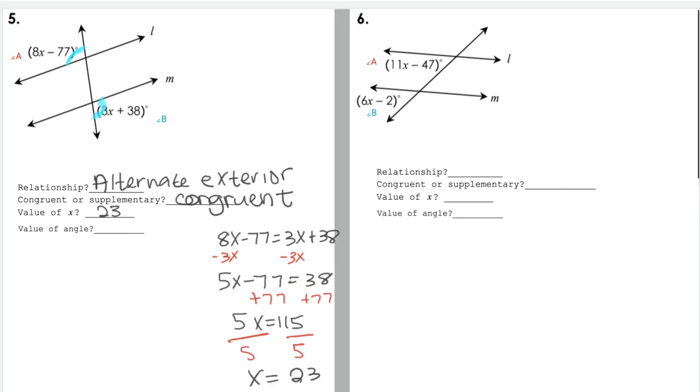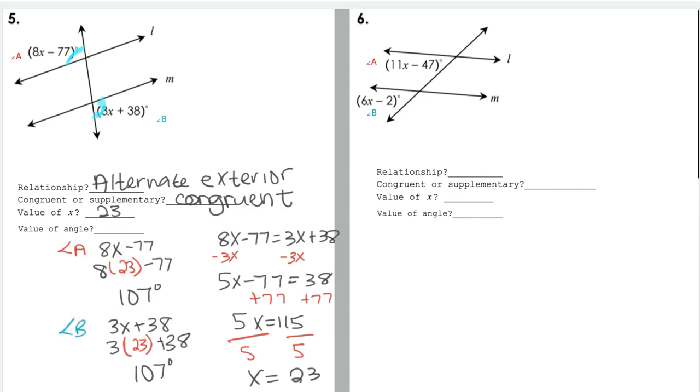And now if we were asked to plug it in and find the value of the angle, that means I'm going to replace the x with 23 in angle A and angle B. So for angle A, you should get 107 degrees. And now we'll plug it in for angle B. And for angle B, we also get 107 because they are congruent.